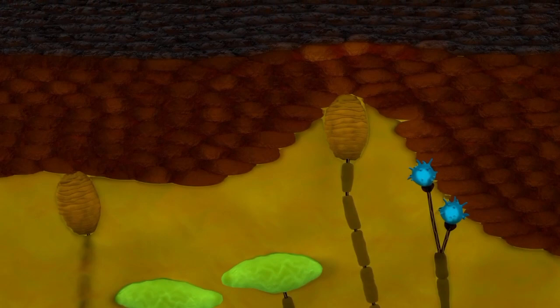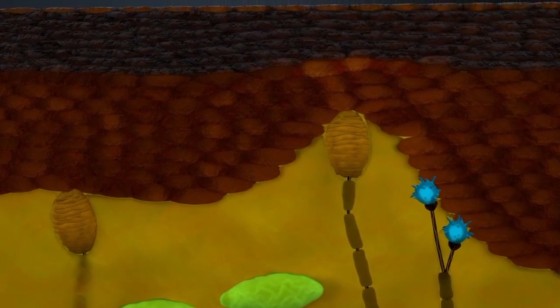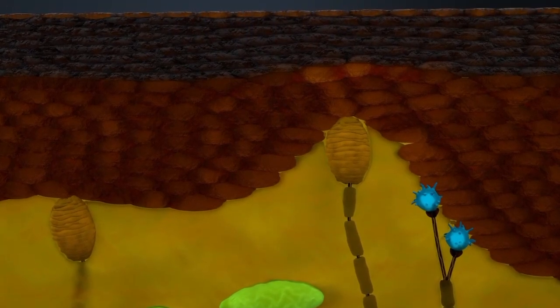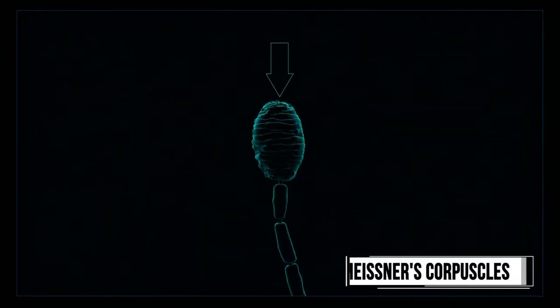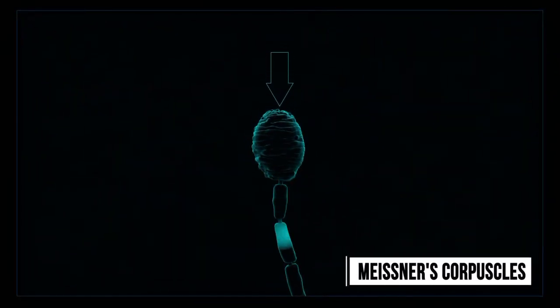Let's start with the Meissner's corpuscle. As soon as pressure is applied to the Meissner's corpuscle, for example by pressing on the skin, an action potential is triggered. This action potential only occurs when there is a change in pressure. Meissner's corpuscles are therefore rapidly adapting mechanoreceptors.